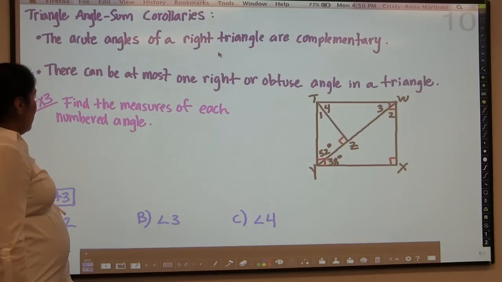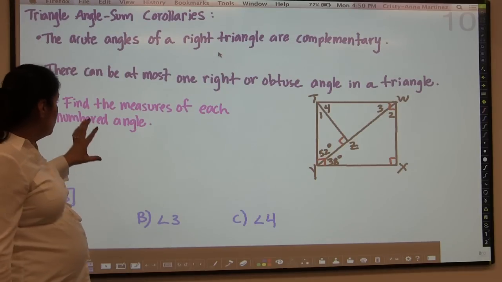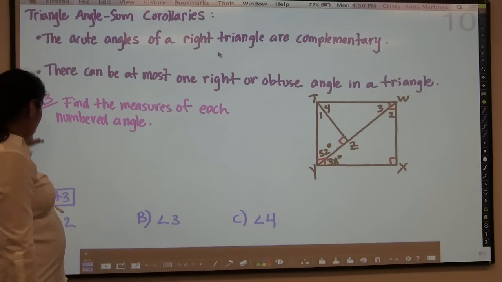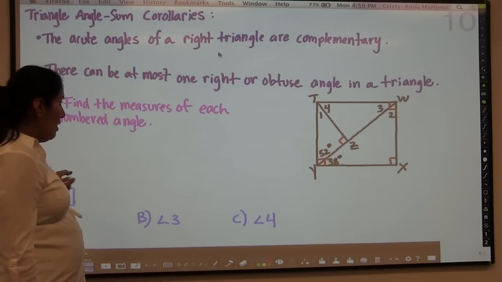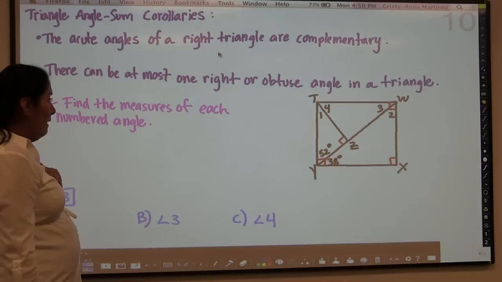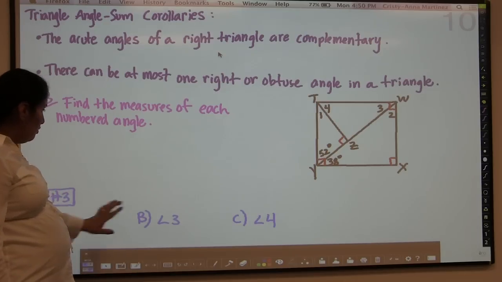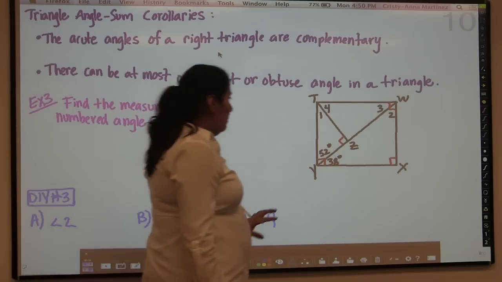Based on some of that, we have an example here. We're using the same diagram for both the example and the do-it-yourself question. It wants us to find the measures of each numbered angle. I'm going to do angle 1, and then you can do angle 2, 3, and 4 for the do-it-yourself, and then you'll be done here.